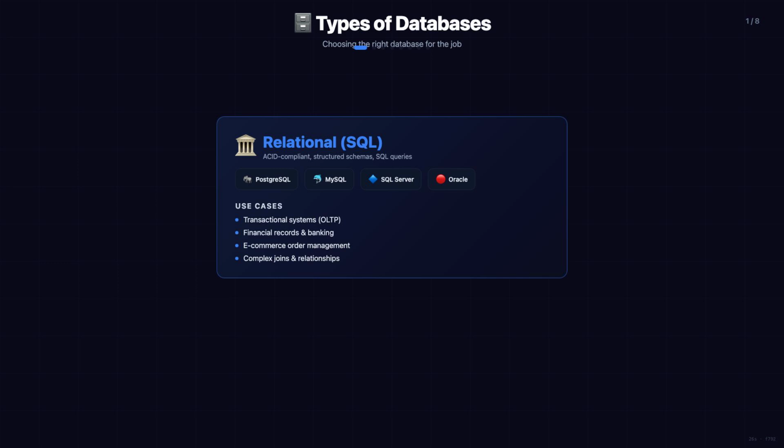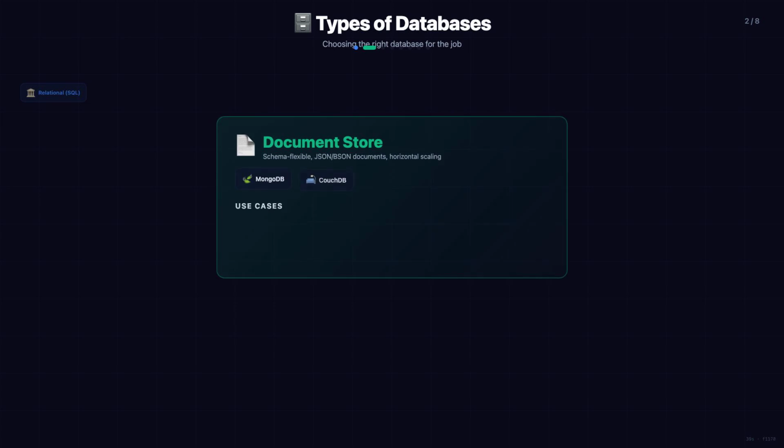They're ACID compliant, meaning your transactions are reliable, perfect for banking, e-commerce, and any system where data integrity is non-negotiable. If you need complex joins, strict schemas, and battle-tested reliability, relational databases are your foundation.